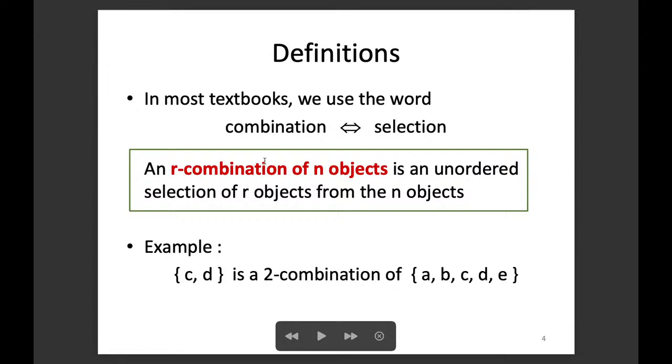A selection problem is called a combination problem in math. Suppose that we have n objects. A combination with r objects is called an r-combination. So this r here is an adjective to describe what the combination looks like. A combination of n objects means we are selecting some objects from these n objects, and an r-combination describes the number of objects that we are actually selecting. For instance, suppose that we have five objects A, B, C, D, E to be selected, and we just need two of them. Then CD will be a particular two-combination.